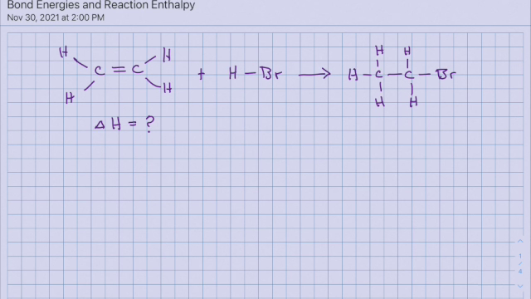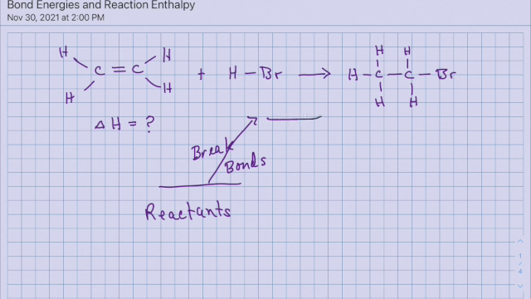The way we're going to calculate the reaction enthalpy is we start with our reactants. And we're going to break all the bonds. And that requires putting energy into the system. And when we break all the bonds, we're just going to end up with separated atoms. And then we're going to make the bonds for our products.